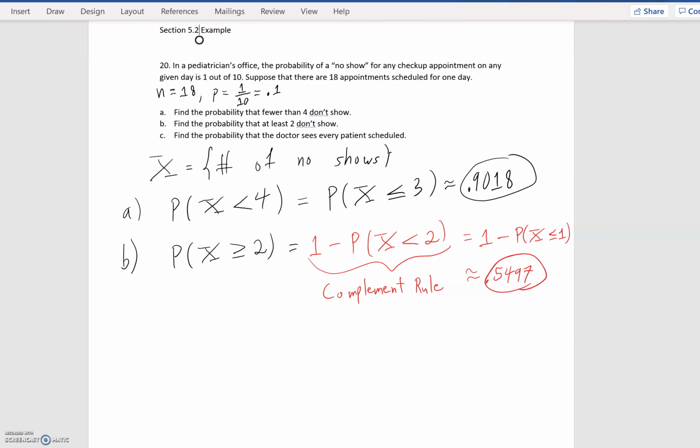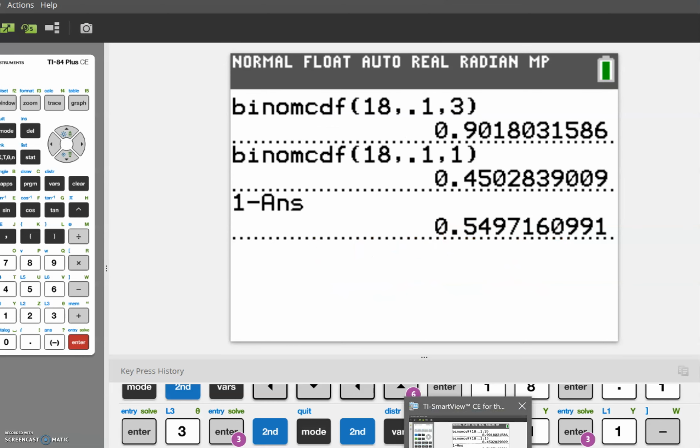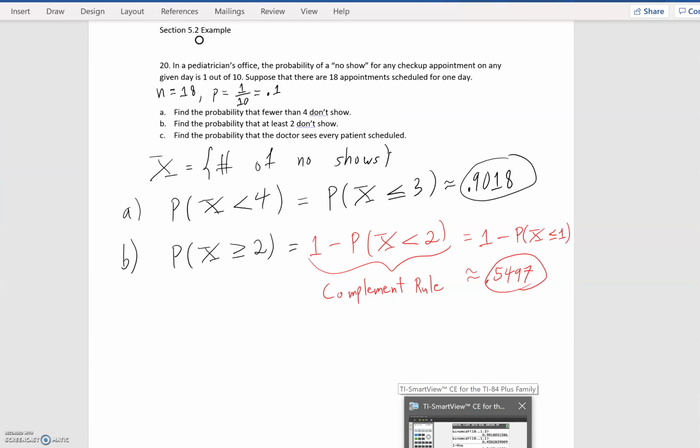Now, please bear in mind why I looked at 1 minus that computation, because what we have here, it says 1 minus the probability of capital X being less than or equal to 1. So to compute that probability of capital X being less than or equal to 1, I used binom CDF, and I subtracted it from 1 to get this result here that was circled.